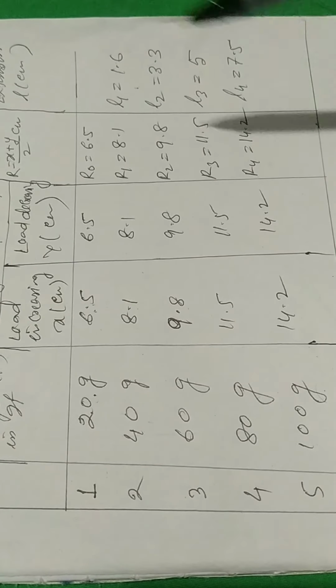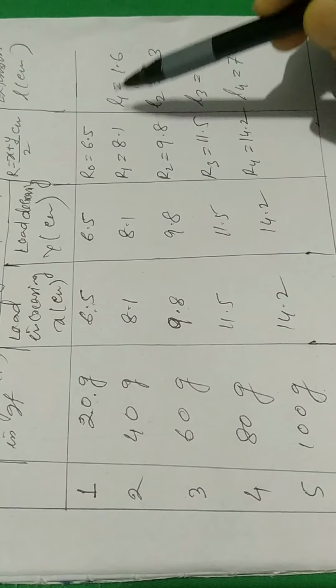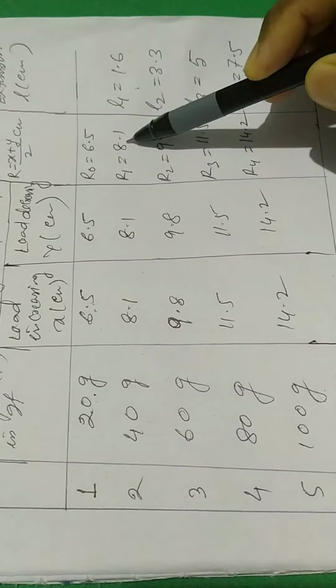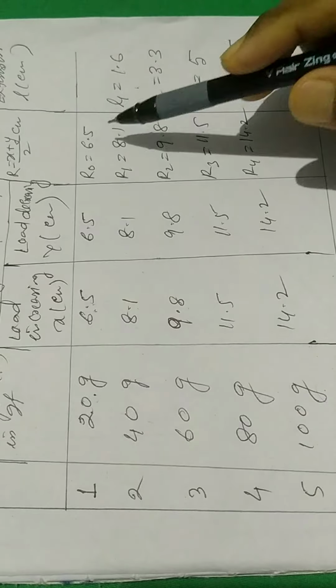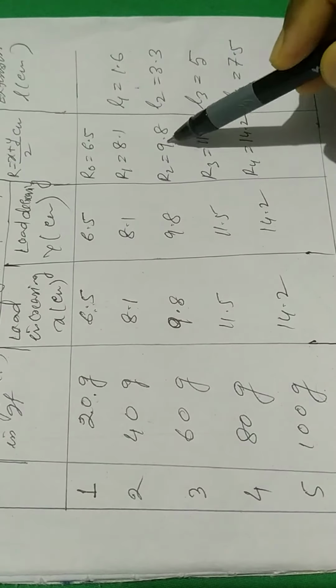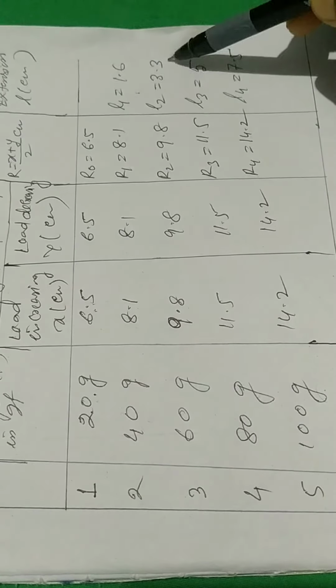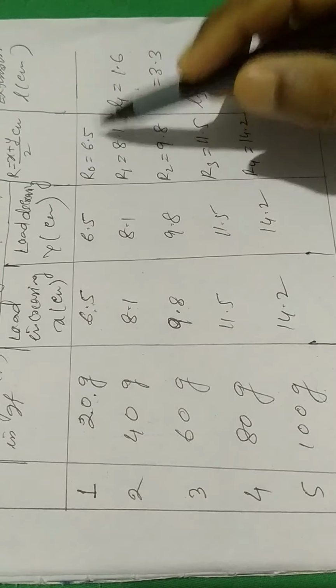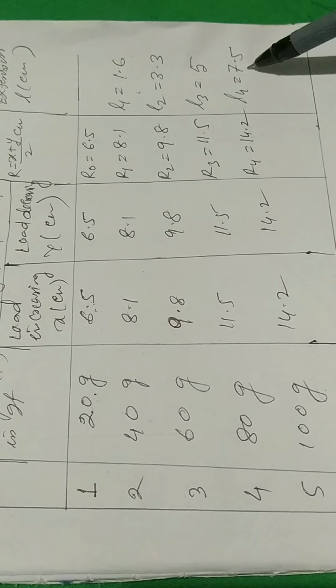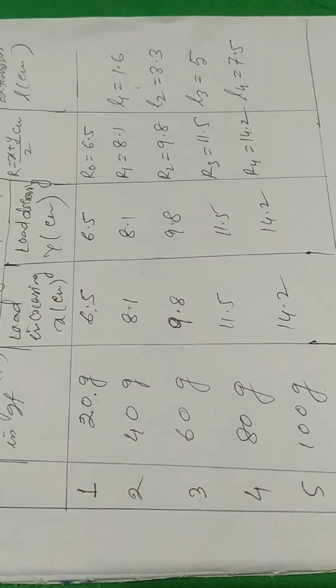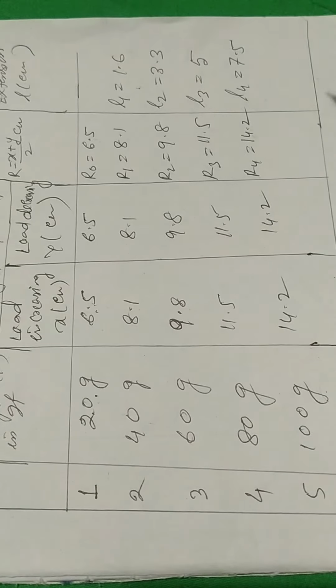To find the extension, you just subtract 6.5 from 8.1, that extension is 1.6. Again you subtract 6.5 from 9.8, then it is 3.3. Again 11.5 minus 6.5 is 5. 14.2 minus 6.5 is 7.5. So these are the values of extension corresponding to the weights 40, 60, 80, 100.